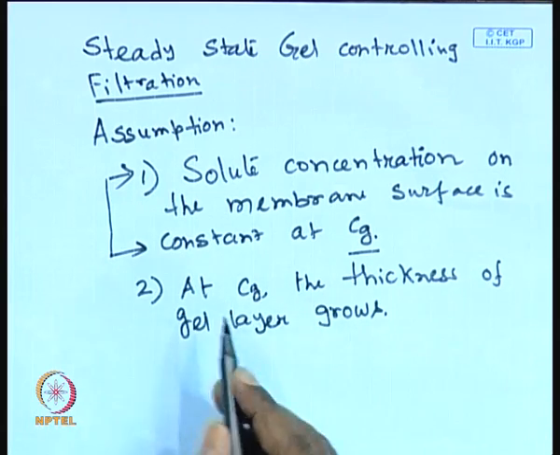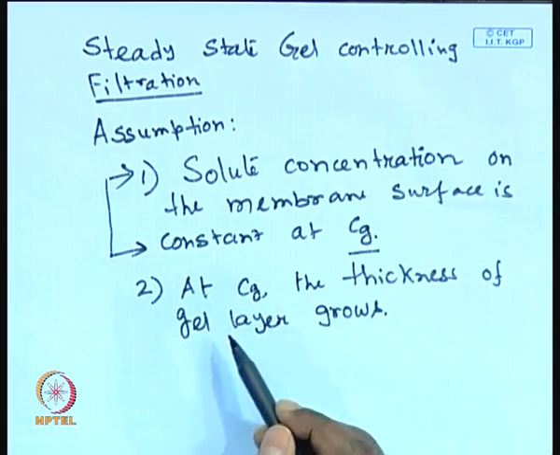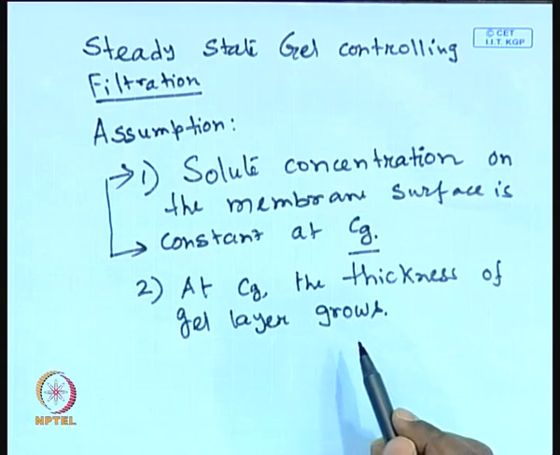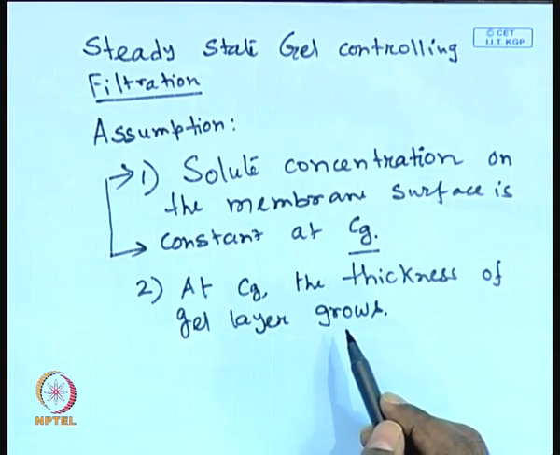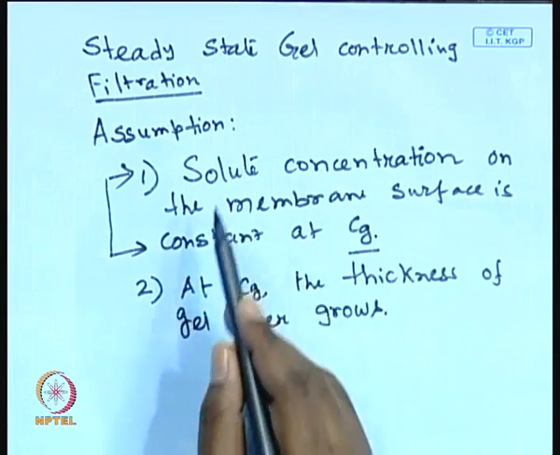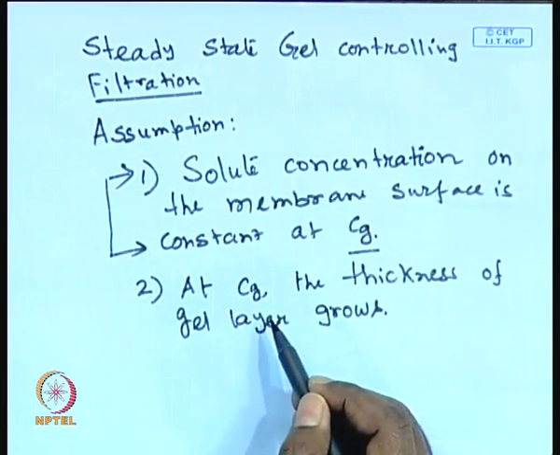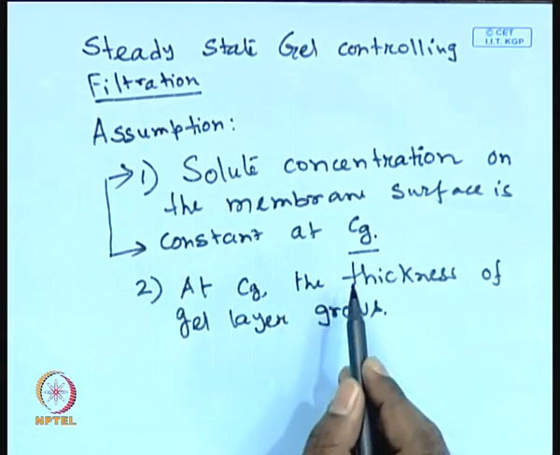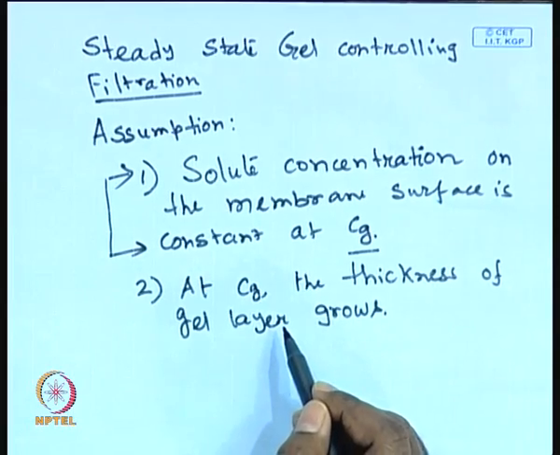So, you see the contradiction or the drastic difference between this model and osmotic pressure controlled model. If you remember, in the osmotic pressure controlled model, we have assumed that the solute concentration at the membrane surface is an increasing function of time in case of a transient operation, or it is an increasing function of X in case of a steady state cross flow filtration system. On the other hand, in gel layer controlling filtration, the solute concentration on the membrane surface is always constant and it is at the concentration C gel. Okay. We will see later on how to obtain the gel layer concentration.